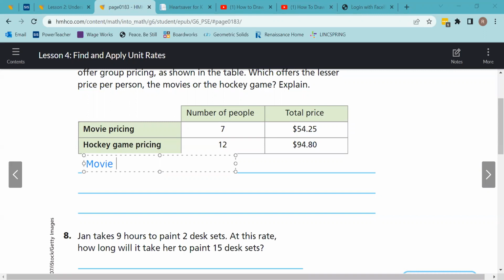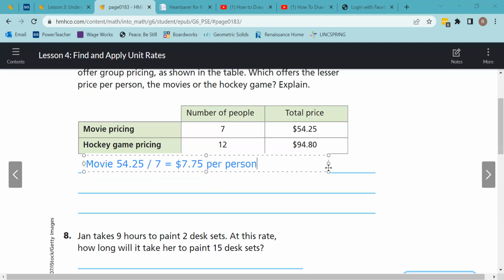So for the movies, to get the price down per person, you don't divide by the money because you're not figuring out $1. You're figuring out what the cost is per person. So we're going to start with $54.25 and divide that by the 7 people. Let me pull up my handy dandy calculator here. Divide by 7. Looks like $7.75 a person equals 7.75. And if you want to put per person, that's just fine.